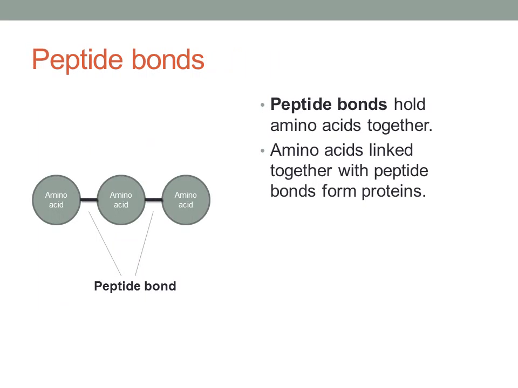We talked about how amino acids are monomers, which means that they are repeating subunits that are going to make up a polymer, which would be our protein. In order for these amino acids to actually stick to one another, they have to form peptide bonds. Peptide bonds hold amino acids together. You see we have 3 amino acids on the left-hand side, and in between each amino acid is a peptide bond that's linking those two together.